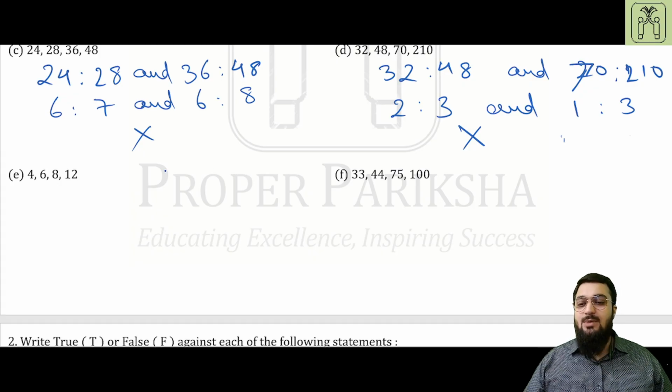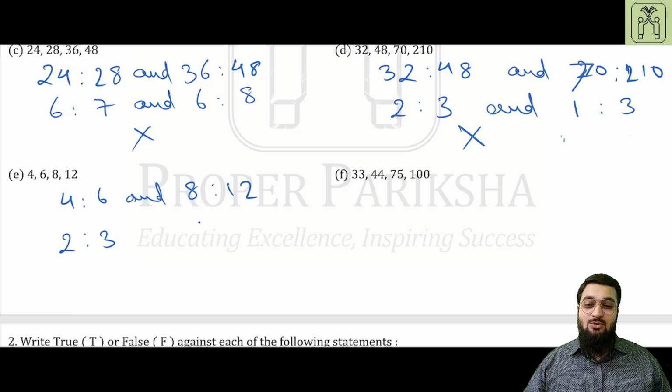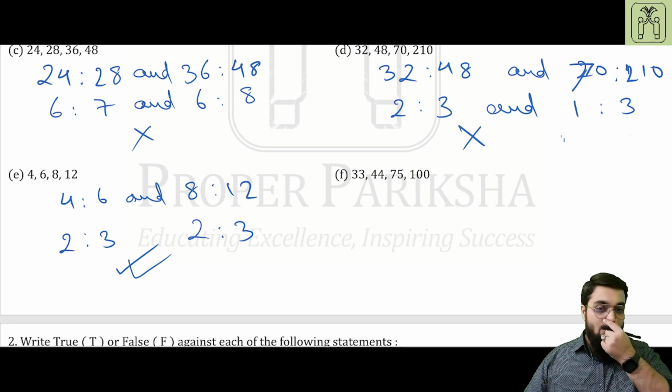Coming to the next part, part E, 4, 6, 8, 12. So 4 is to 6 and 8 is to 12. We will try to simplify that. So this will be 2 is to 3 and this will also be 4 twos are 8, 4 threes are 12. So 2 is to 3 and therefore they are in proportion.